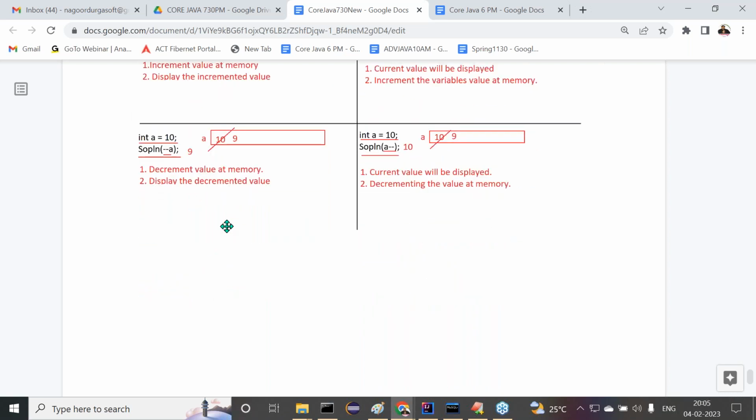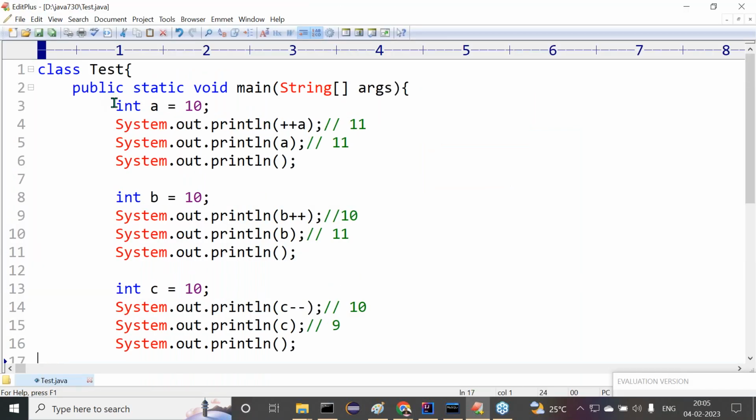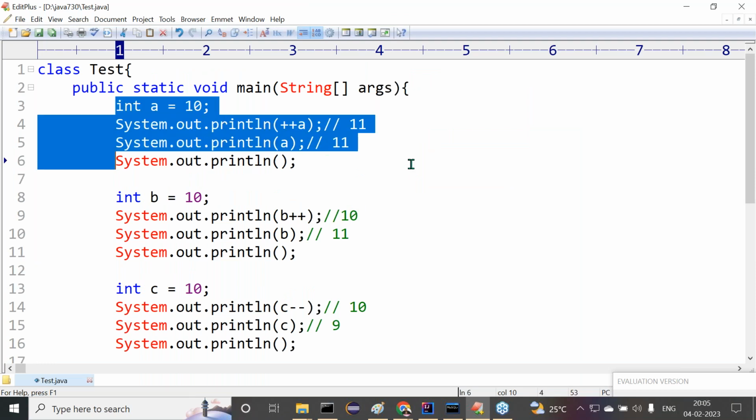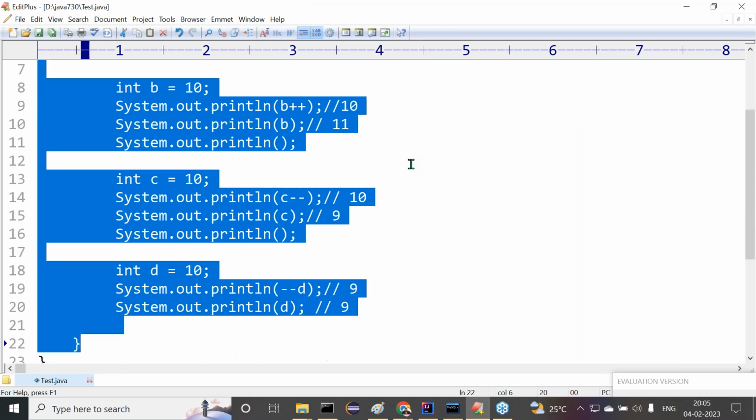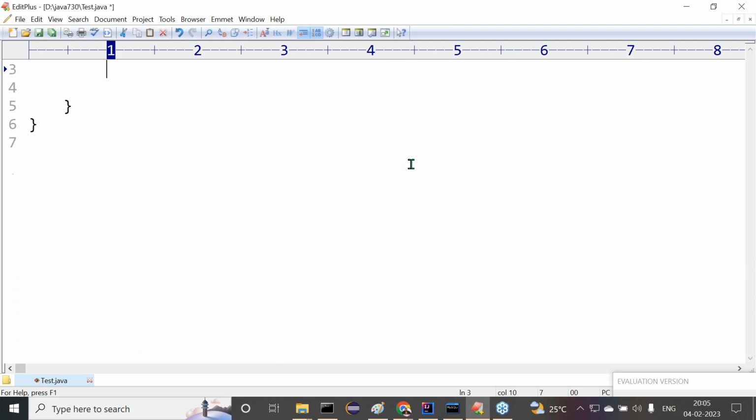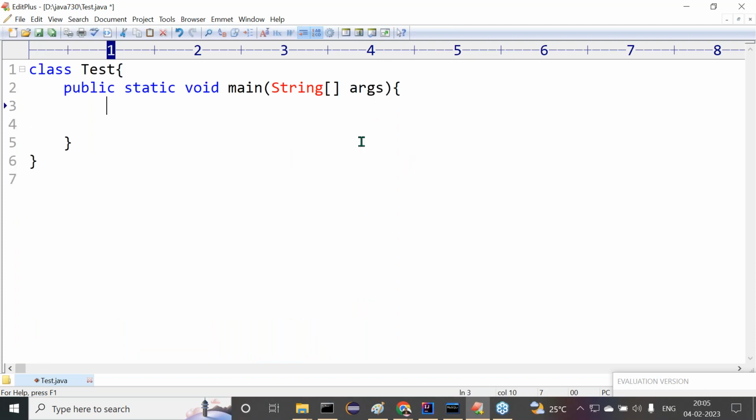Right, sir. All of you are okay? All of you are getting clarity in this? Can I give one more example? Take this example, all of you know. Take one example and try to complete this example. Int a is equal to 10.